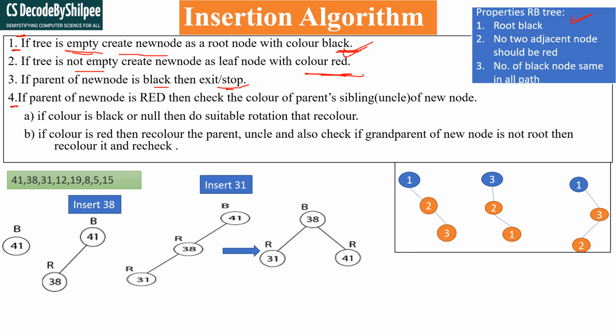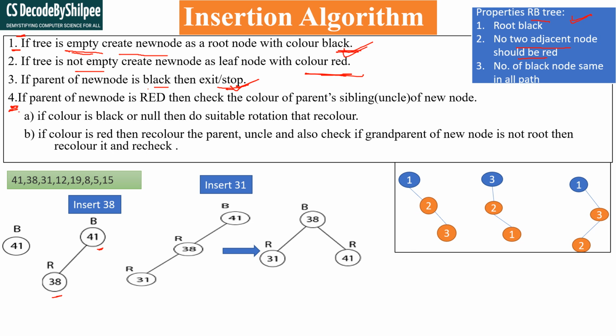Why so? Because of the property of the red black tree: no two adjacent nodes should be red. Two adjacent red nodes are not allowed in the red black tree. Because of that, you have to go for the fourth step. But here it says that if the parent is black, it means there are no two adjacent red nodes, so you stop here and don't need the fourth step. When two adjacent nodes, the newly inserted node and the parent node, are both red, then you go for the fourth step.